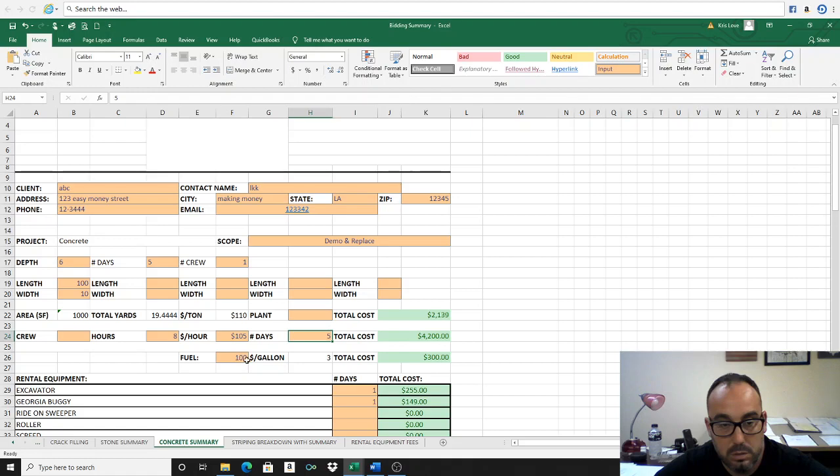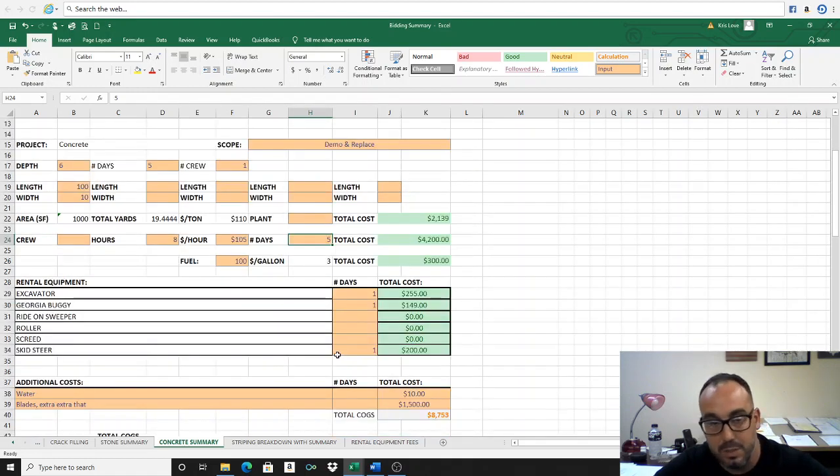Fuel, 100 gallons of diesel, gas, whatever you're going to be spending on. You'd input that there. Whatever the cost of your fuel is, we just have a baseline of $3. If it drops to $2, we make $1 a gallon off of it. We don't ever change this number. It usually stays $3.